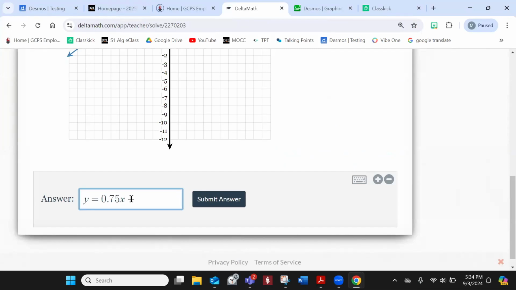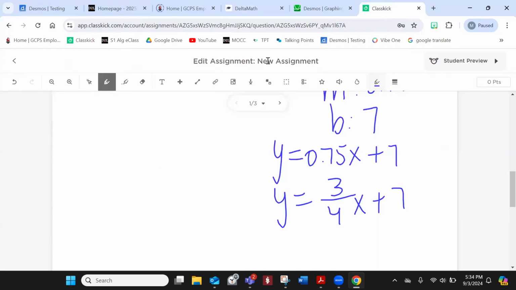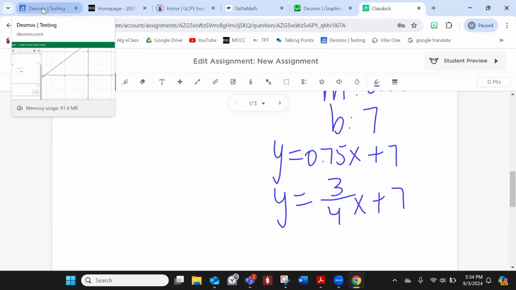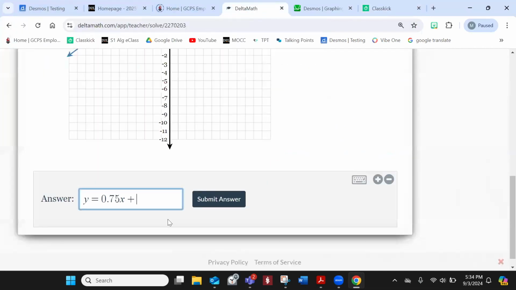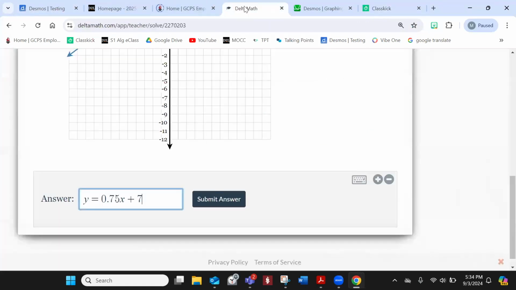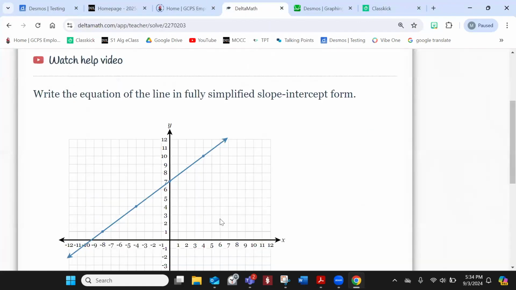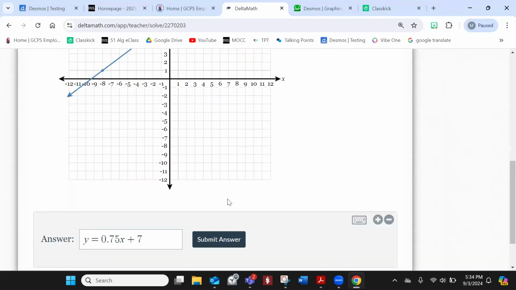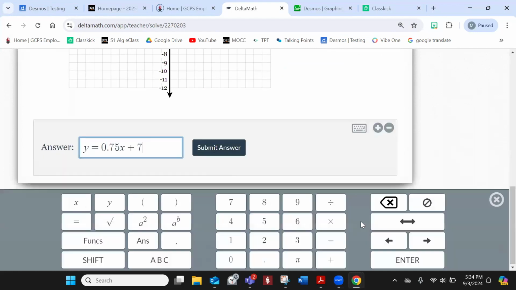Matter of fact, I'm pretty sure they're going to want the fraction because they didn't do it the way we did it. They did it to where they want you to count rise over run. So they probably gonna count this one wrong, but let's see. All right, let's just see anyway. It says simplified. So yeah, they probably want the, matter of fact, let's just go ahead and put it as a fraction since we got the option to.